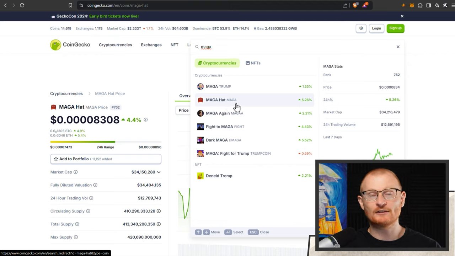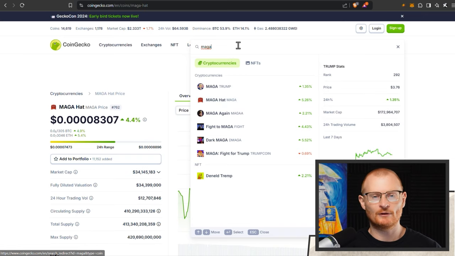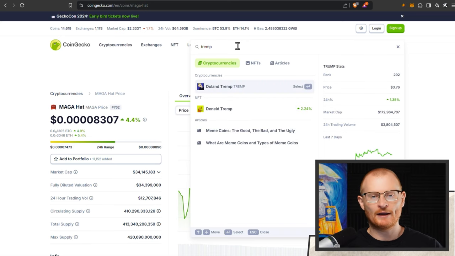Now remember, this has nothing to do with politics. If you're left-wing and you want to go and buy some political coins on the left side, maybe they work out for you as well. I'm just following someone that has a very good success rate when it comes to meme coins. The final one, the one that I will be buying, is some Tremp.